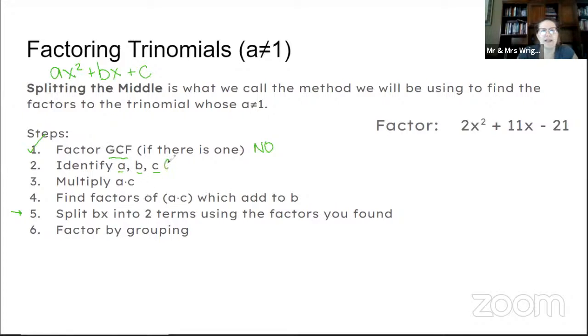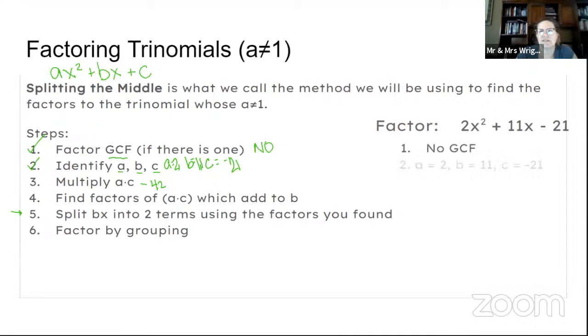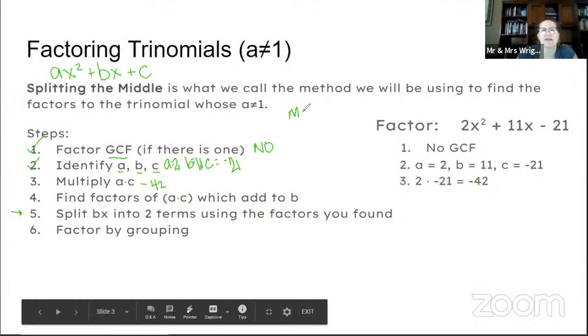We're going to identify what A, B, and C are. A is 2, B is 11, and C is negative 21. So that's done. A times C, 2 times negative 21, is negative 42. Then we need to find the factors of A times C which add to be B. I have this set aside for us here. So I'm going to do the same chart I did before. They want to multiply to be negative 42.